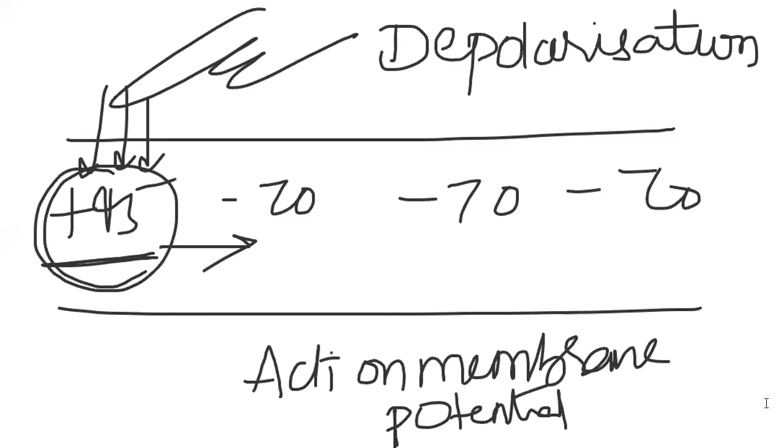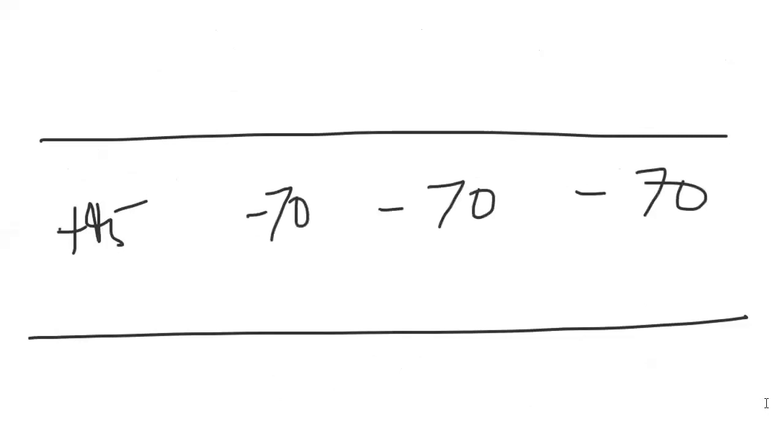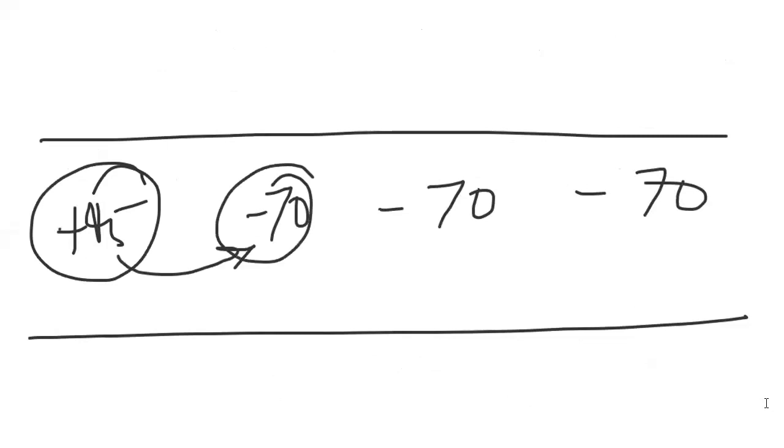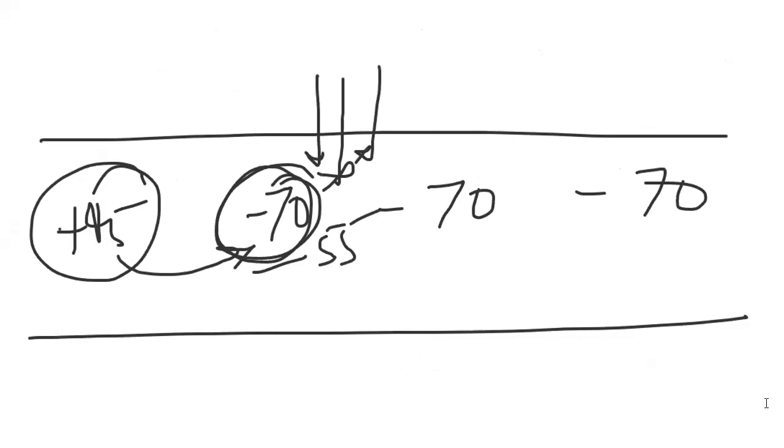For that I am taking another screen. Now along the length we have plus 45 and minus 70, minus 70, minus 70. This plus 45 will move forward and bring minus 70 to minus 55 here. That is the voltage increase, which makes the influx of sodium ions. Then minus 55 now becomes plus 45.